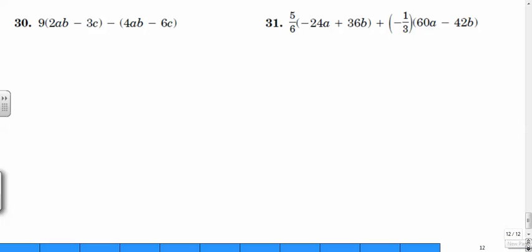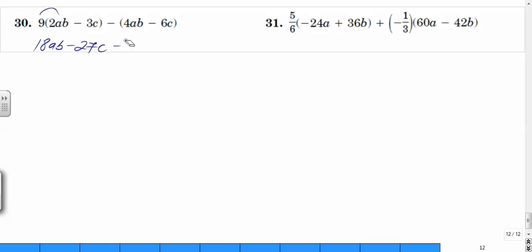And these are the last two problems for today, guys. Same story here. Multiply that 9 to everything inside the parentheses. 9 times 2ab would be 18ab. Minus 9 times 3, 27c. Minus, okay, I'm going to work in the parentheses. Well, actually, let's remove the parentheses, right? Minus 4ab. But then, because basically subtracting, I'm adding the opposite. And I'm adding the opposite of everything inside the parentheses. So it'll be plus 6c.